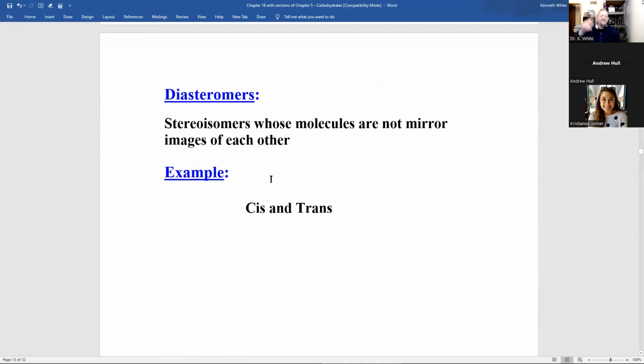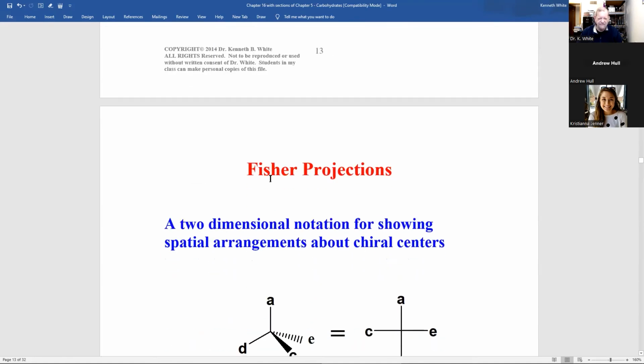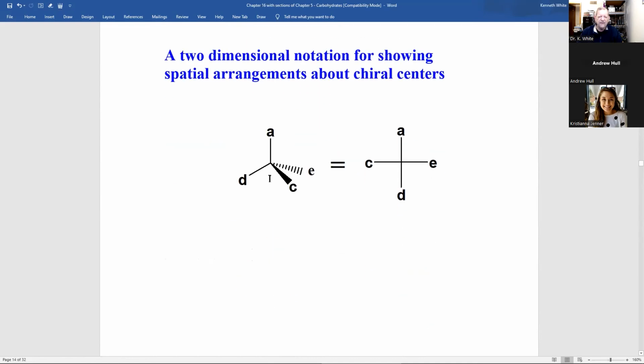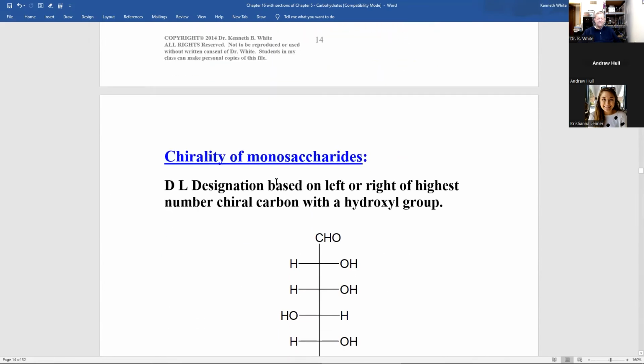Now, there's a term called diastereomer, which I could have taught you earlier, but I didn't want to. Those are stereoisomers whose molecules are not mirror images. And a molecule that has cis and trans in it would be an example of a diastereomer. And here I show you how to do Fisher projections. When I find my models for Monday, I'll come back to the slide.